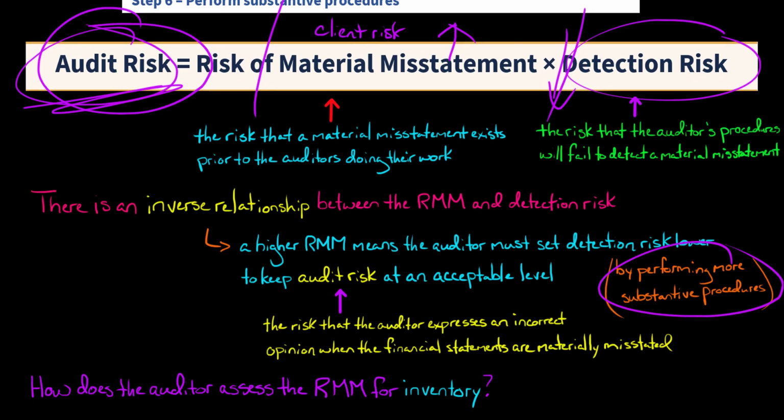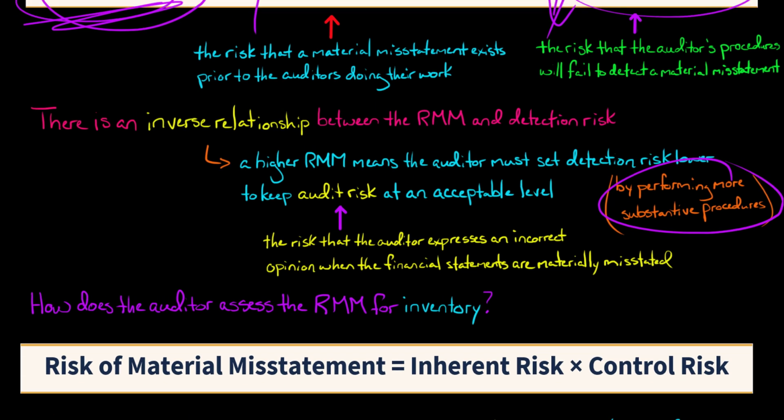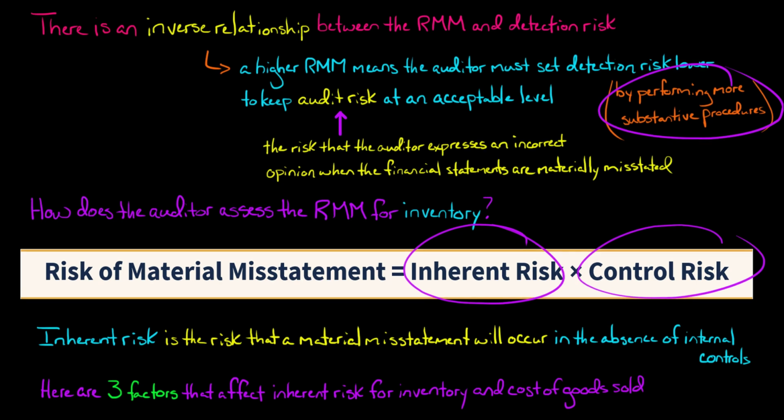So what is the risk of material misstatement? When we're thinking about this, how do we even think about assessing that? Remember, the risk of material misstatement is itself a function of two other things. It's a function of inherent risk and control risk. So what we're going to need to do for inventory and cost of goods sold, we're going to need to say, okay, what is the inherent risk of these accounts? And then how do we go about assessing the control risk? So let's start with inherent risk.